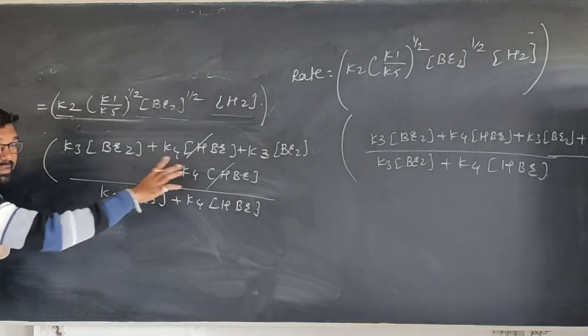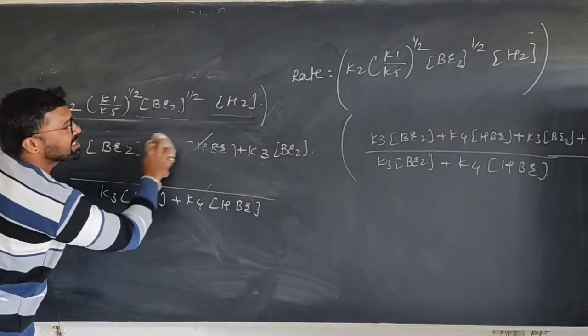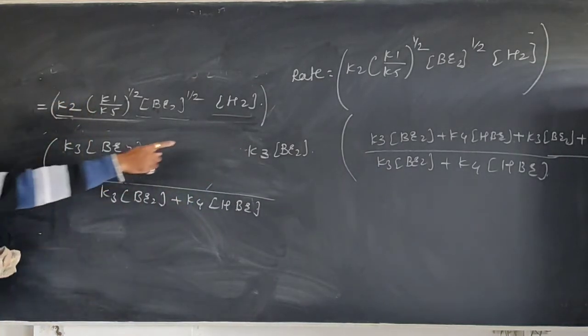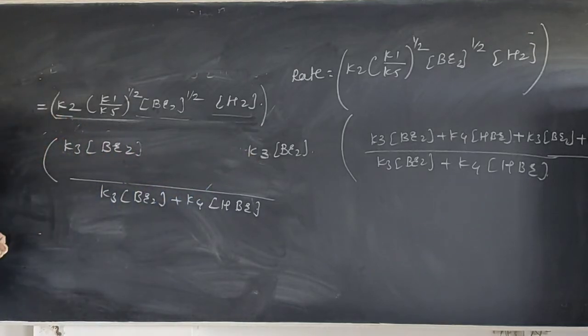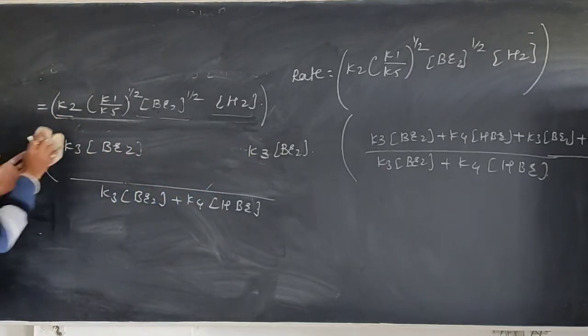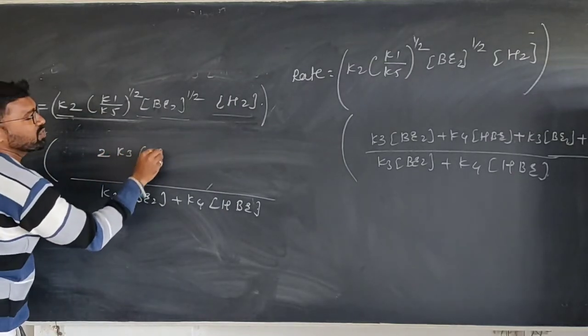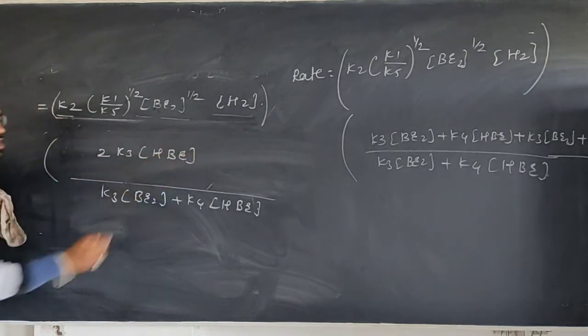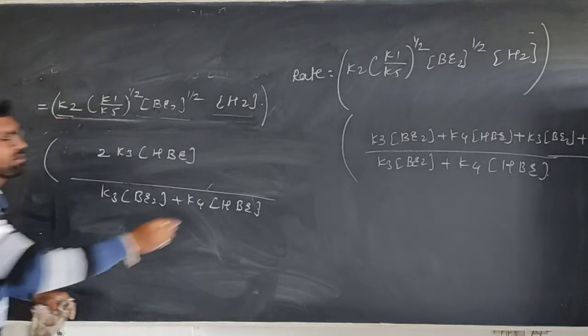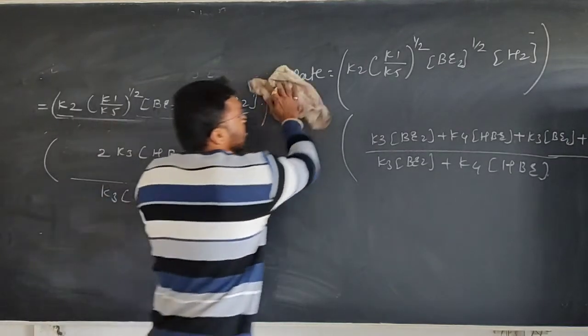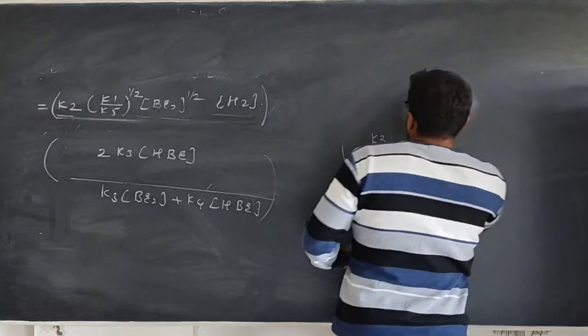K4 HBr goes on cancel. I cancel this term from this expression. K3 HBr plus K3 HBr which is equal to twice K3 HBr. Therefore, I write this term as 2 into K3 into HBr, right? And this term as it is in multiply factor. Okay, this is the expression, right?